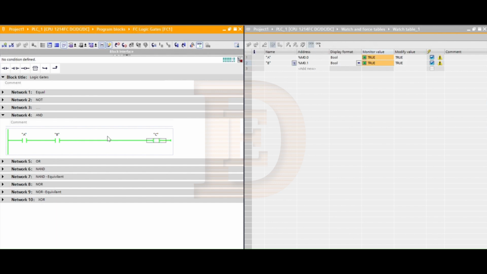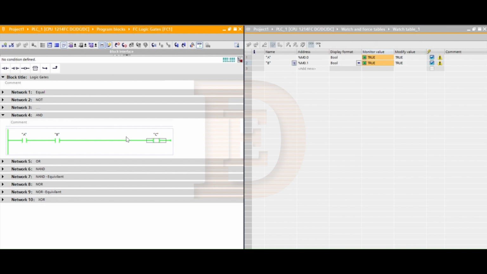So now, if we look at the AND logic gate, we see that the truth table says C is only on when A is on and B is on. So that's when we say C is only true when A and B are true. And this is what is actually happening inside.